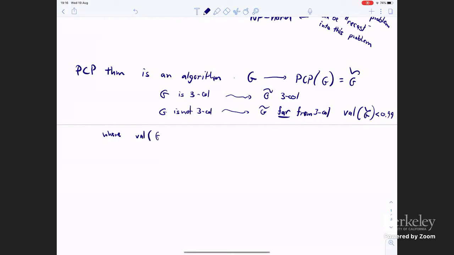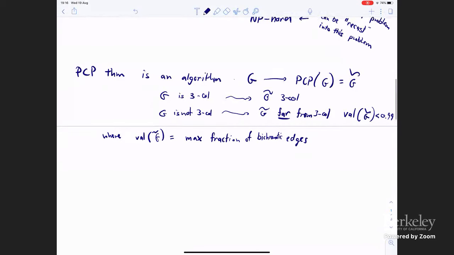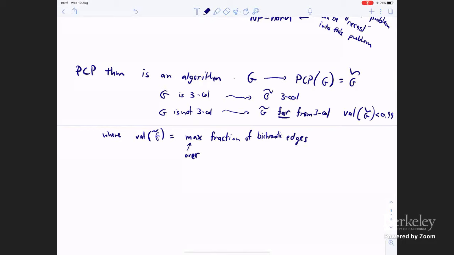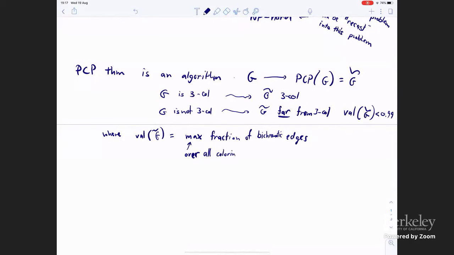what is the value of a graph? It's the maximal fraction of bichromatic edges, where the maximum is over all colorings. So if you give me a graph, I can ask if it's three colorable or not, but I can ask even something more refined, which is, over all the possible ways I can three color this graph, every three coloring violates some fraction of edges, and I want the one that violates the fewest, or in other words, satisfies the most edges, and this is the value of G tilde.